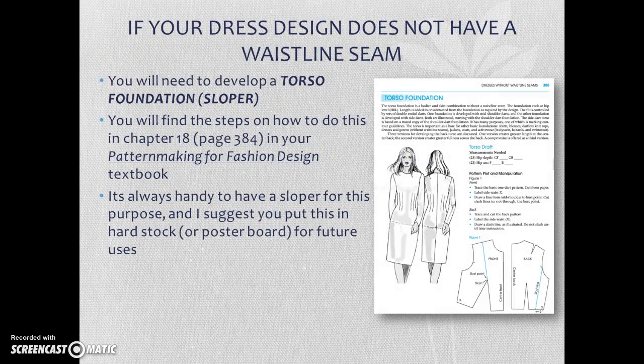All right, if you choose a dress design that happens to not have a waistline seam, you will need to develop what's called a torso foundation or a torso sloper. The steps on how to do this are in Chapter 18, starting on page 384, in your Pattern Making for Fashion Design textbook. What you were provided in your kit was the top bodice, front and back, and the skirt front and back.